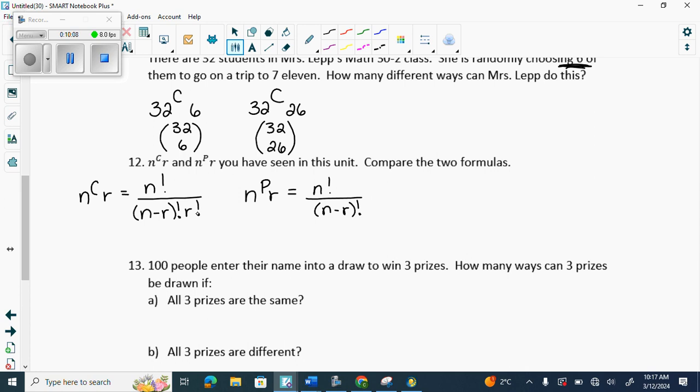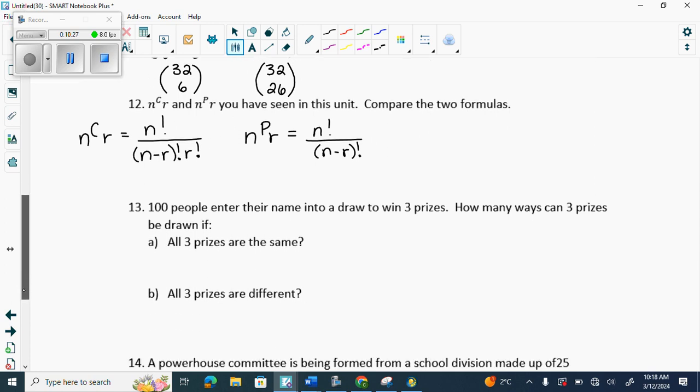Combinations, I don't care what order I pick them in. If you picked first, second, third, fourth, fifth, or sixth, like the last example, you get to go to 7-Eleven or you don't. I'm not lining you up and taking a picture, making an order matter. So if order doesn't matter, you do the r factorial on the bottom and it gets rid of all those extra cases where order would matter because it doesn't.